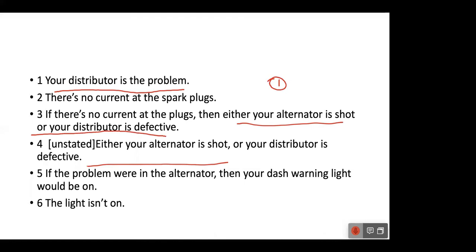Now, there's no current at the spark plugs, but that supports that whole statement. Well, if there's no current at the spark plugs, then it's either the alternator or the distributor is defective. So actually, we have three there, and then actually two justifies three. Two supports three. Right? Is that making sense?